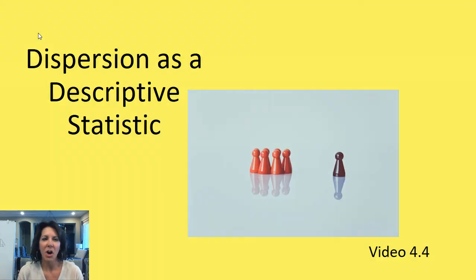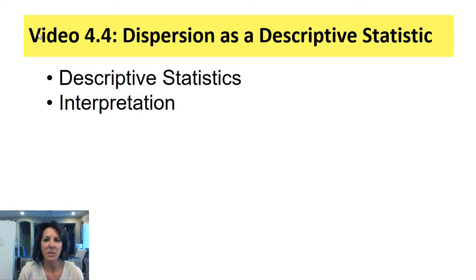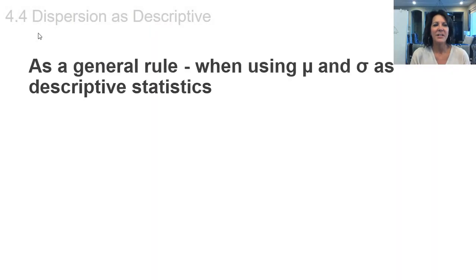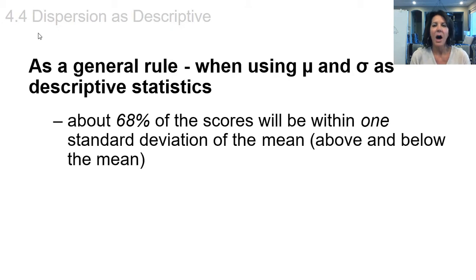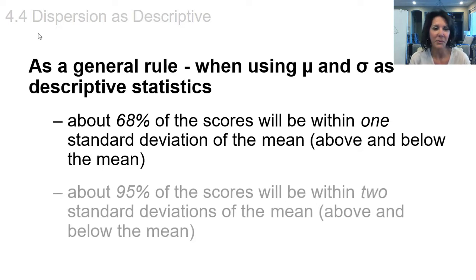In this video, we're going to talk about dispersion as a descriptive statistic and how we use it to interpret information. As a general rule, when we're using mean and standard deviation as descriptive statistics, about 68% of the scores will be within one standard deviation above the mean and one standard deviation below the mean. You're going to want to write down this number. We're going to be using this a lot. 68% of the scores are within one standard deviation of the mean, either above or below.